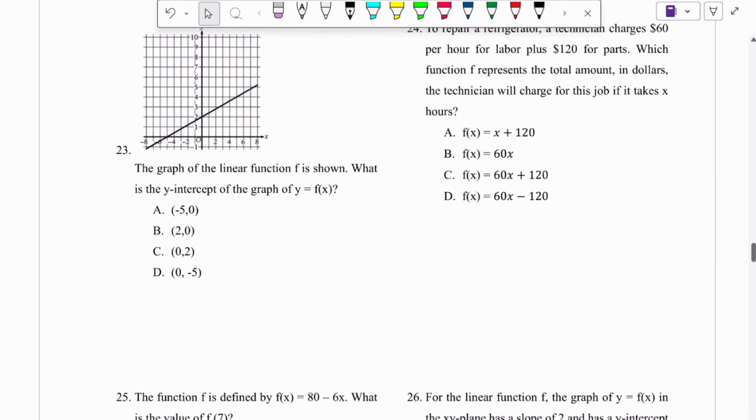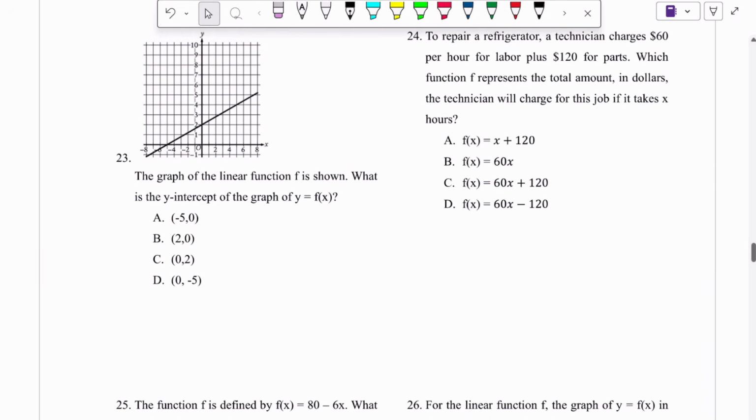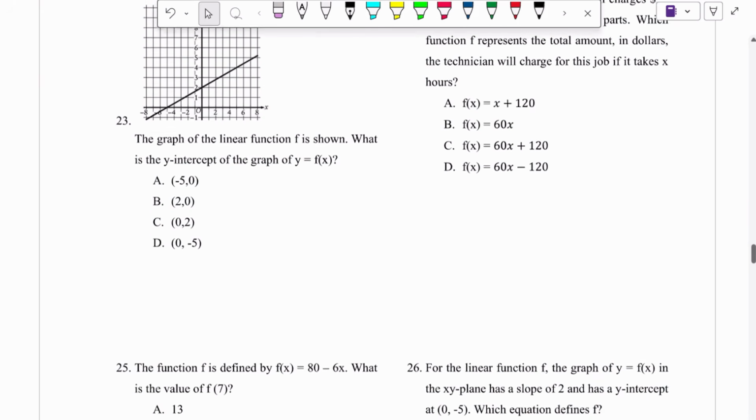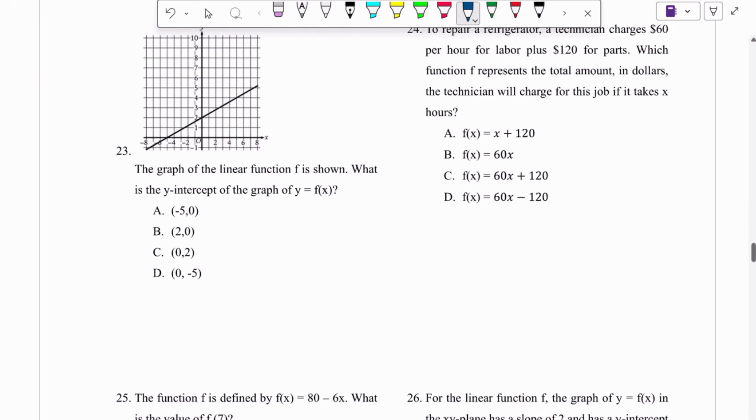Okay, the graph of the linear function, number 23, is shown. What is the value of the y-intercept? Okay, I've seen a lot of kids make simple mistakes on this. 2 comma 0 and 0 comma 2. Remember, it goes x comma y. So my x has to be 0 and my y is 2 because that's the intercept. Answer choice C.